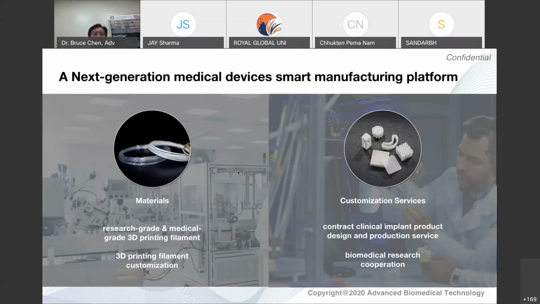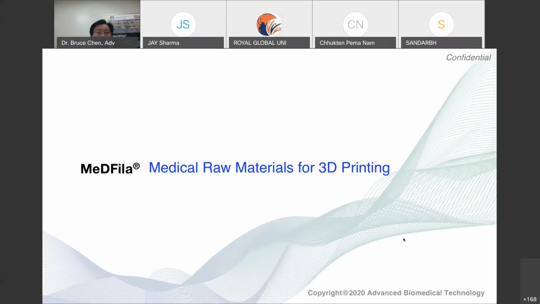So in our platform, we have two main categories. Right now, we provide a medical grade filament. We call it Mefila, and I will show it later. And we also provide a customization service for physicians, for surgeons, and for people like you in academia with advanced research. So let's introduce our Mefila. The so-called Mefila is a medical filament.